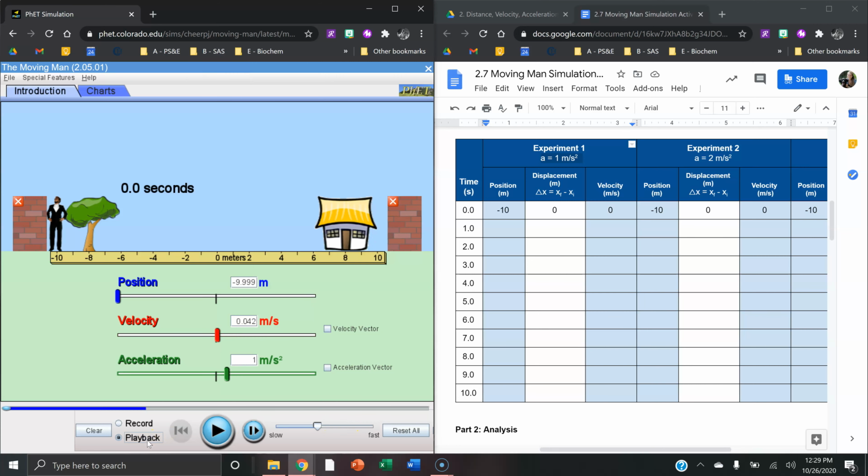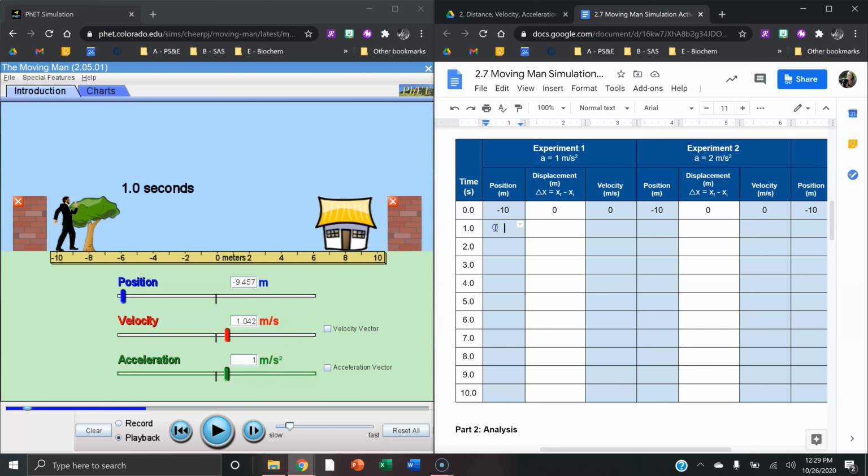And then I'm going to do playback and pause every second to record my data. I'm going to do a little bit of rounding here to make the math easier. You can just do one decimal point. So I see that my position is minus 9.5. Again, I'm rounding. And I'll record my velocity. Looks like about 1.0 if I round.